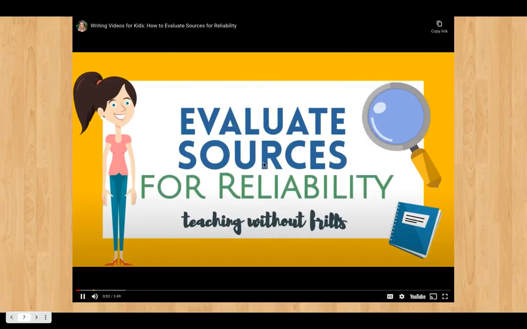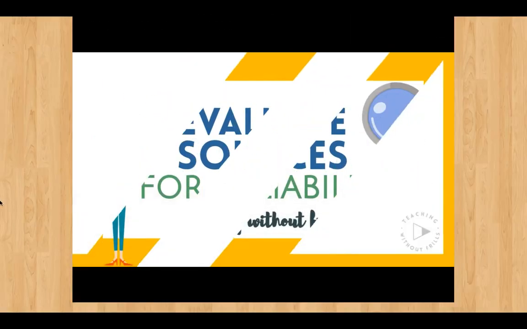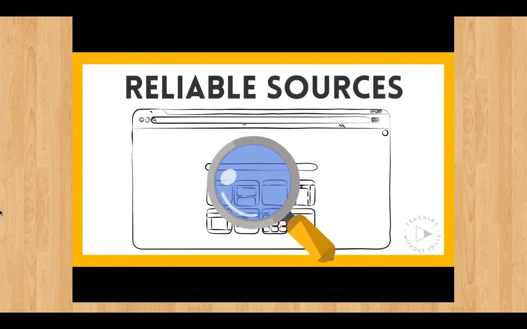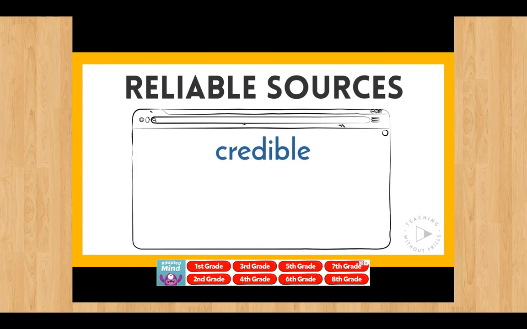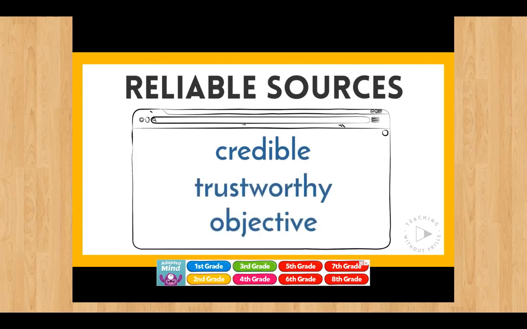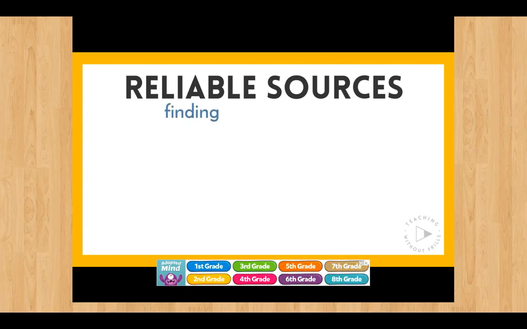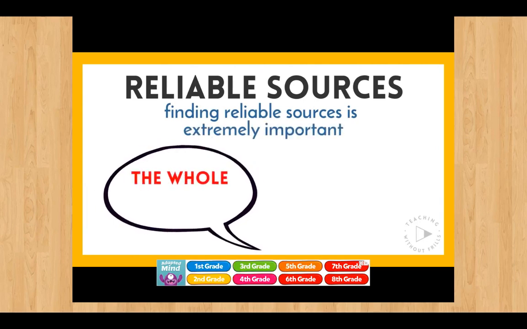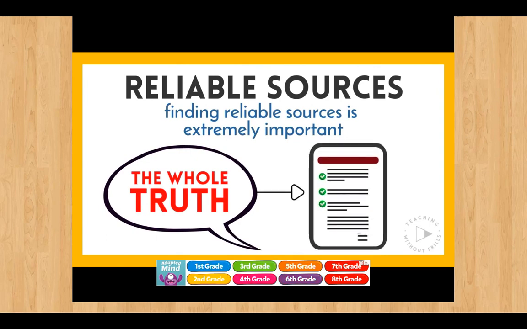Evaluate sources for reliability. When you research a topic, it's important to use reliable sources. Reliable means credible, trustworthy, and objective. Finding reliable sources is extremely important to ensure that we understand the whole truth about the topic we're researching. Only then can we provide the most accurate information to our audience.